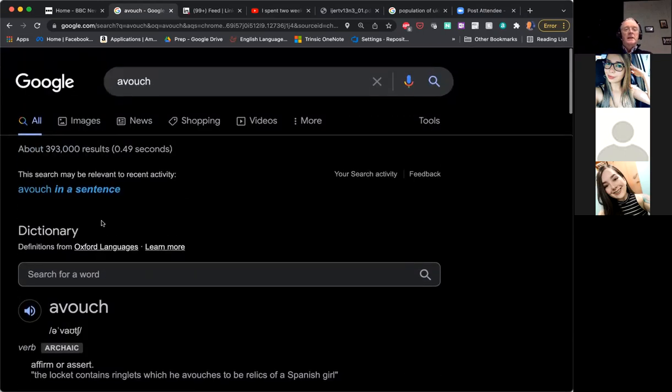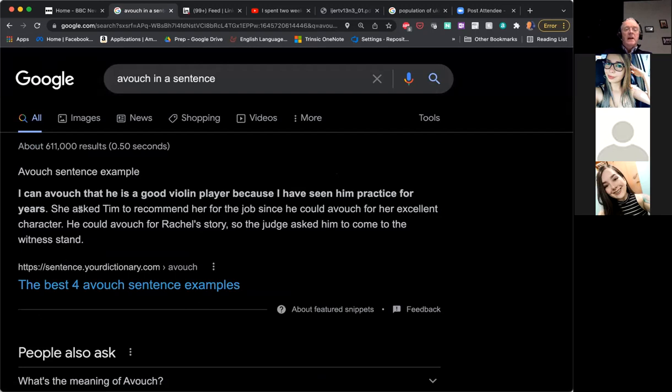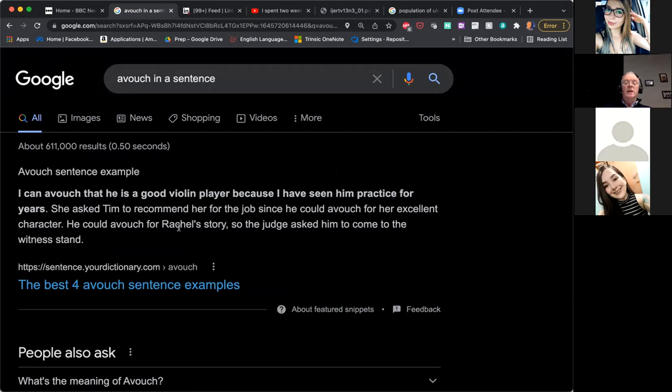Avouch. So let's look at avouch in a sentence. I can avouch that he's a good violin player because I've seen him practice for years. She asked him to recommend her for the job since he could avouch for her excellent character. He could avouch for Rachel's story, so the judge asked him to come to the witness stand.